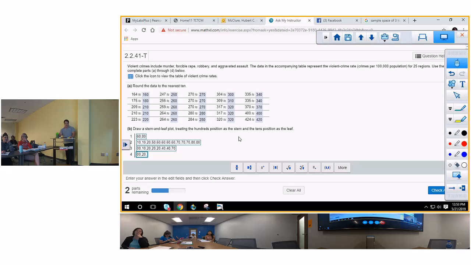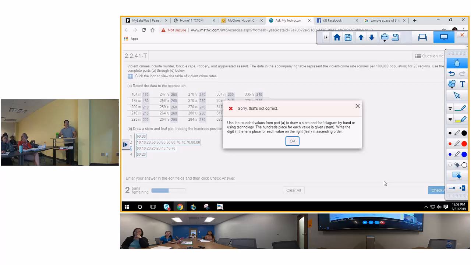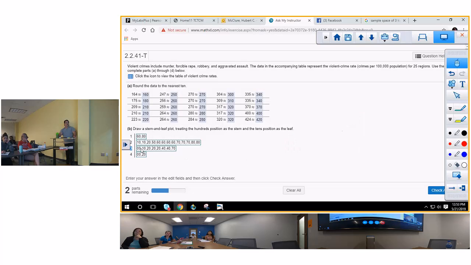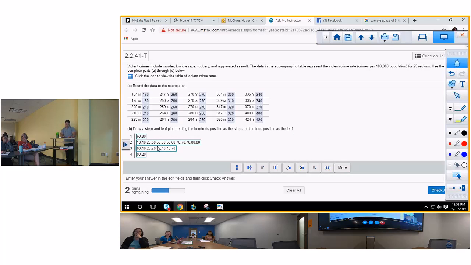Now the only thing is it might not like those double zeros there, because sometimes on a stem and leaf, it depends on who does it, that's 300 right there, so they may mark that wrong, I don't know. So let me take those off. I should mess up the whole thing.